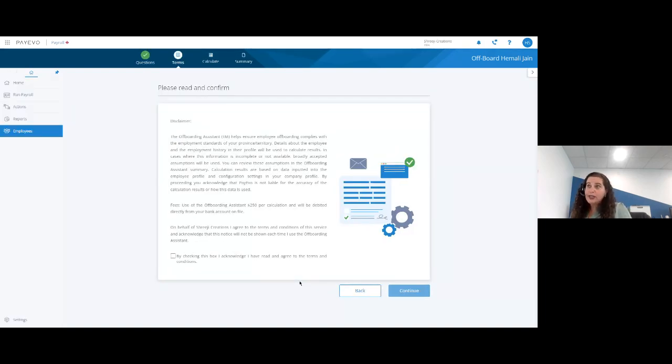First time I use the offboarding assistant, I'm going to see a little disclaimer. And what I'm going to do is read it, make sure that I understand it, and acknowledge that I accept these terms. You will get an email with the terms coming directly into your email right after you select it, so you can keep them. If you ever need to refer back to them, they are there for you. But you won't see it every time. You'll only see it the first time. So I've acknowledged.